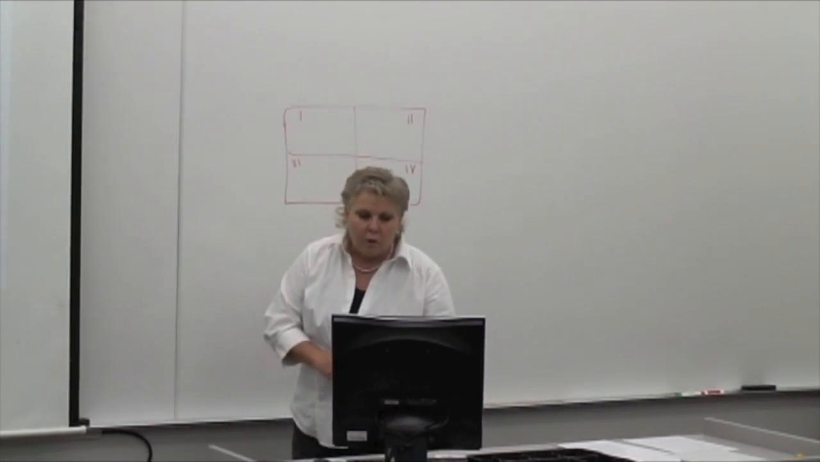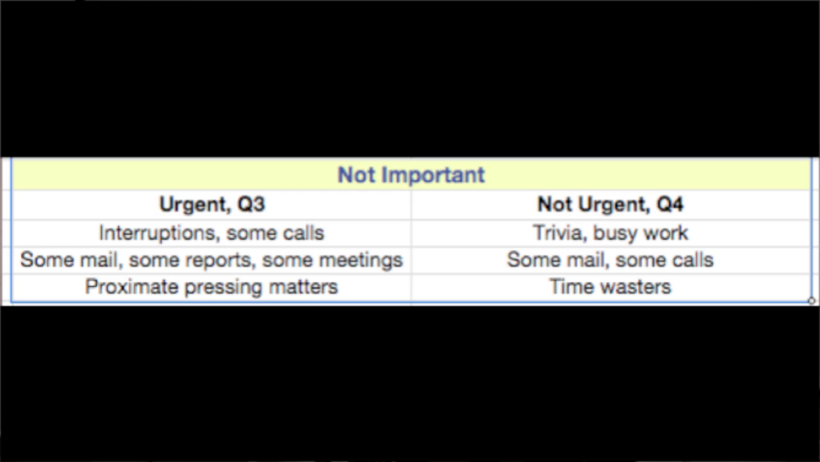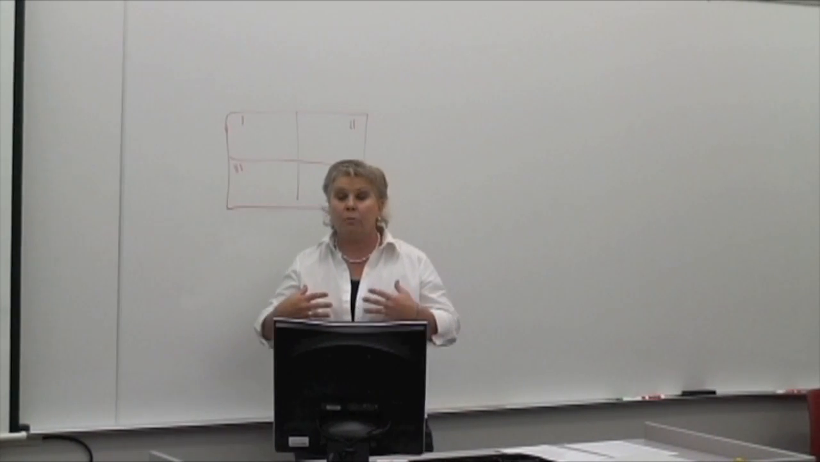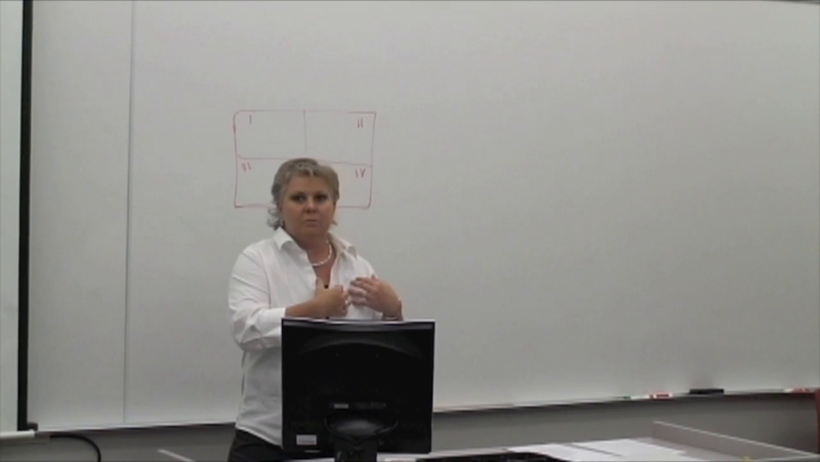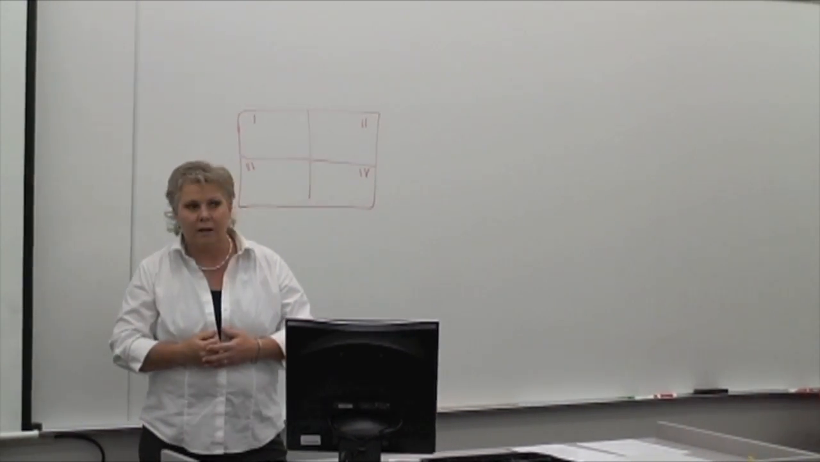Quadrant number 3 is not important, but it's urgent. So the telephone rings, you've got to pick it up. It's not really important, but it's an interruption. And quadrant number 4 is not urgent, not important. Those are the leisurely things. Those are going to the movies. Those are things that we have to have for us to be happy in a nice little life.